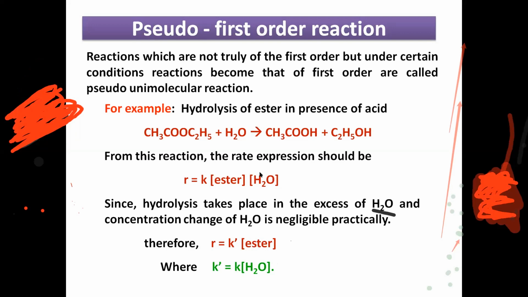You can remember this reaction, that is the hydrolysis of ester in the presence of an acid. Now there is another example we have mentioned in previous classes: hydrolysis of cane sugar is another good example of a pseudo first order reaction, in which glucose is being hydrolyzed in the presence of excess water. So the reaction will be independent of the water concentration, and will be dependent only upon the glucose concentration. So that is another example, hydrolysis of cane sugar.